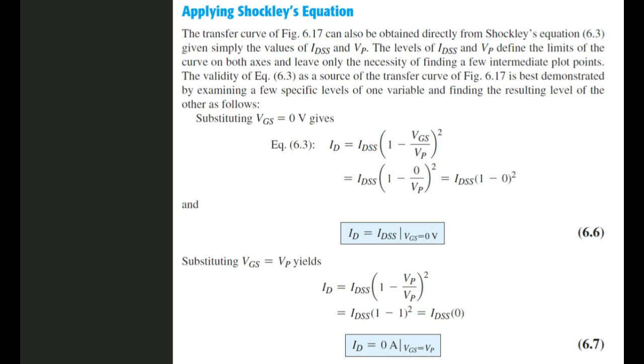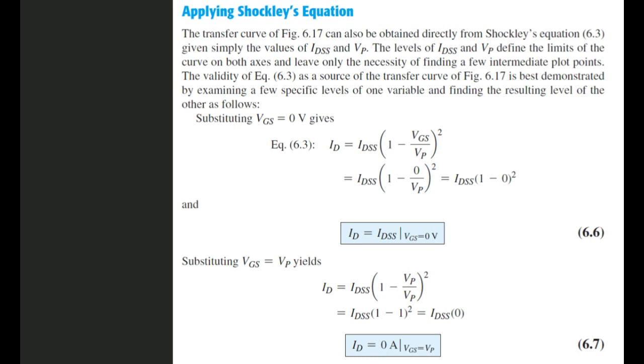So here are two conditions. If I ask you to prove that if VGS is equal to 0, then ID is equal to IDSS, you need to prove this condition by using Shockley's equation, and it is very simple. You can prove it in just 3 to 4 steps. Similarly, for the second condition, if VGS is equal to VP, then the drain current will be 0. You need to prove it by using Shockley's equation.